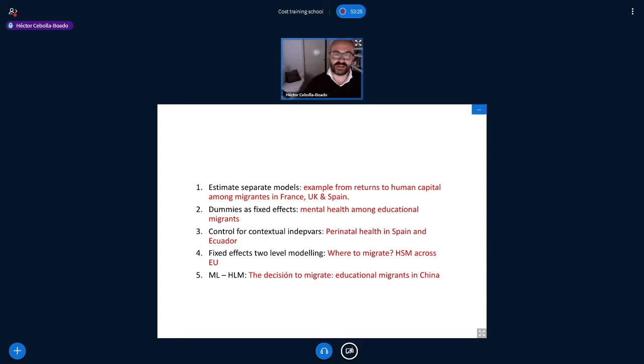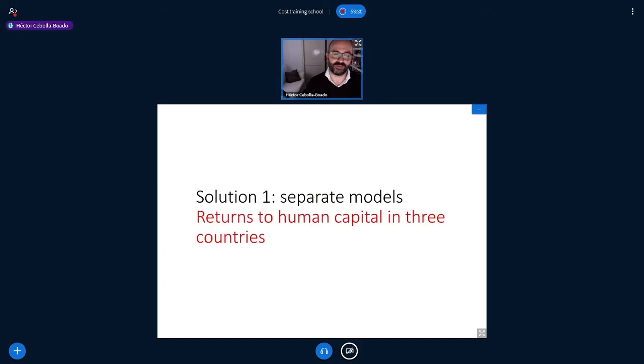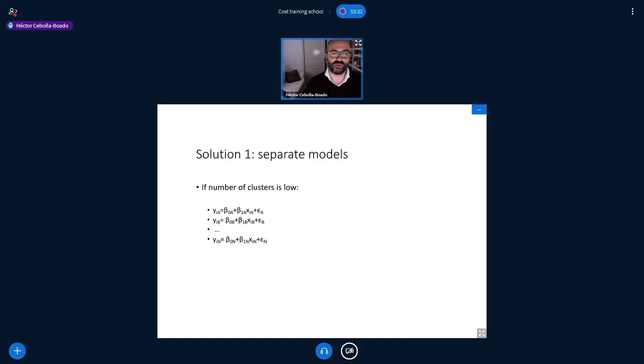The first one is, of course, just common sense, no? But I'm happy covering it anyway. So the first solution is to estimate separate models for each of these clusters or each of these contextual settings you are interested in studying, and it's probably the case of most qualitative research. They look at people in this context, people in this other context, and they never put people together. So this is also a very conventional comparative strategy in quantitative research.